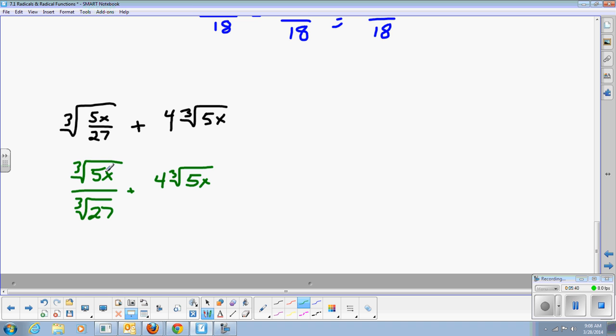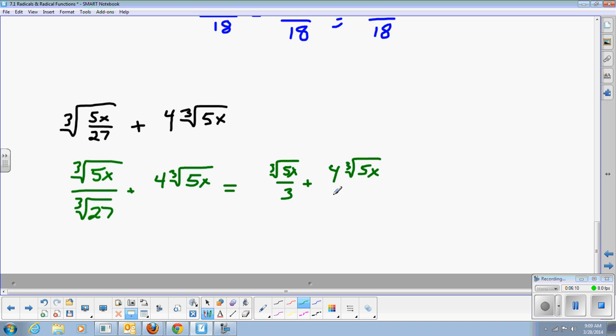Now I'll go back to my fraction here. The cube root of 5x, 5 is not a perfect cube and x is not a perfect cube, so I won't be dealing with that at this time. But in my denominator, the cube root of 27 is 3. So I'm going to rewrite this now, and I have the cube root of 5x over 3, because the cube root of 27 is 3. And I am adding to that 4 times the cube root of 5x.